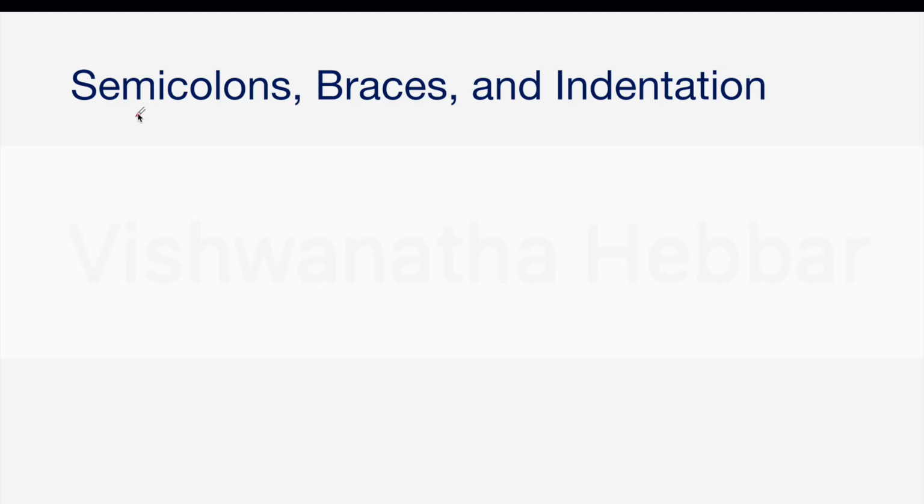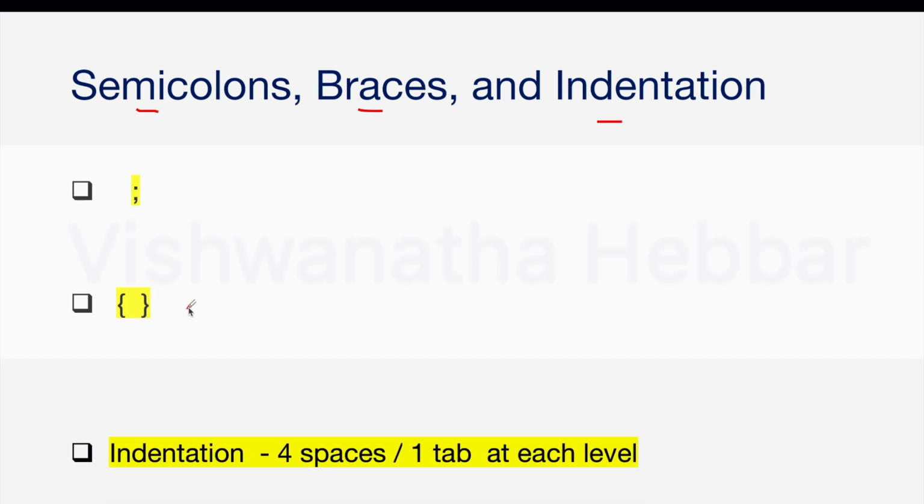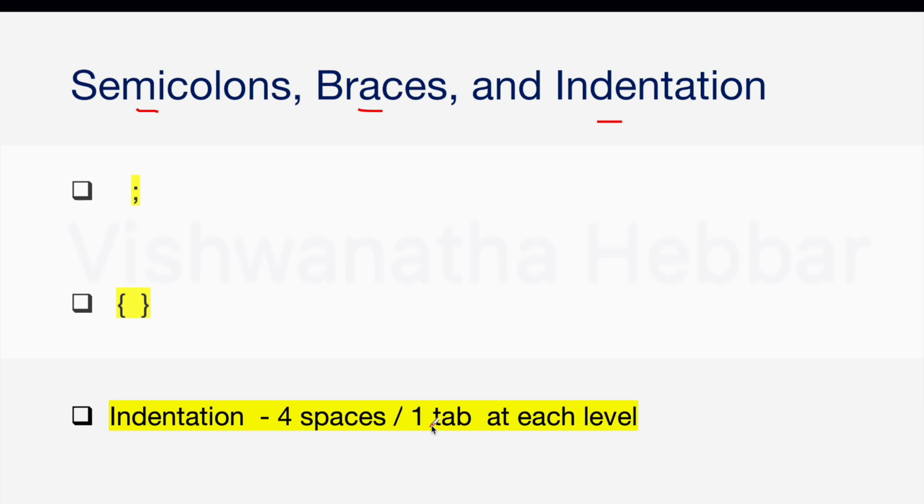Hello, welcome. Let us discuss the use of semicolon, braces and indentation in Java programming. As you know, semicolon looks like this, braces means this curly bracket, and indentation means 4 spaces or 1 tab. Let me open the IntelliJ IDE and let us discuss the use of these elements practically.